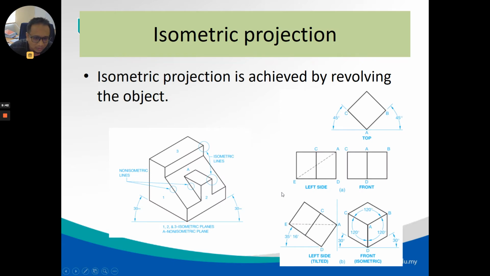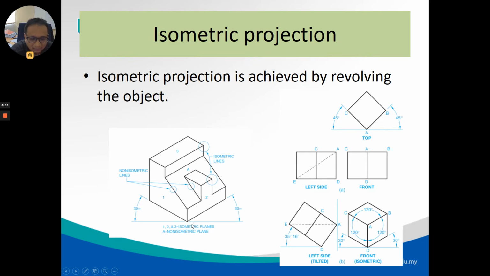So let's take a look at how isometric projection is visualized. Say you have this figure right here. The first one is number 1, you focus on number 2 and number 3. To draw the isometric projection, first of all you need to draw a straight line, 0 to 180 degrees.